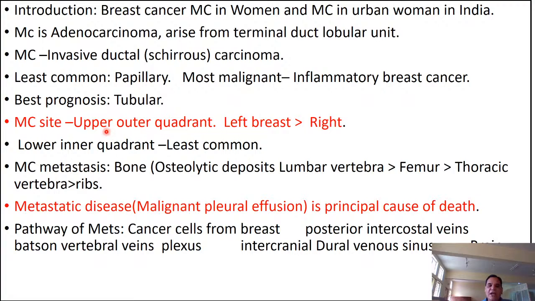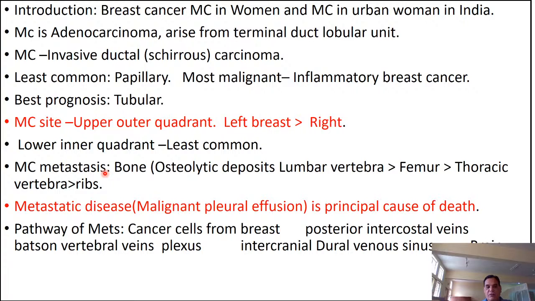Most common site is upper outer quadrant. Least common site is lower inner quadrant. Okay. And remember, carcinoma is more common in the left breast as compared to the right. This is a general observation. Not that the right does not have malignancy, but the left has more chances of undergoing malignant changes. The cause is not known. So lower inner quadrant, least common.